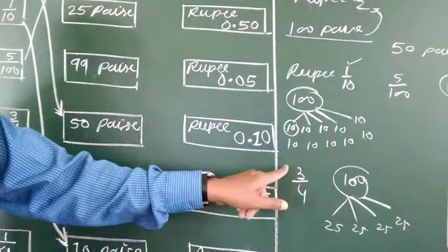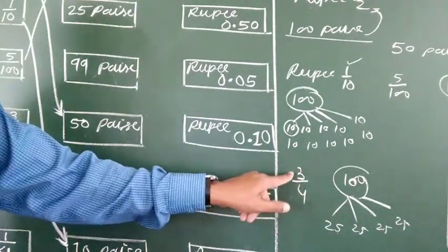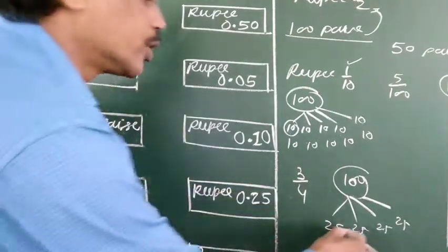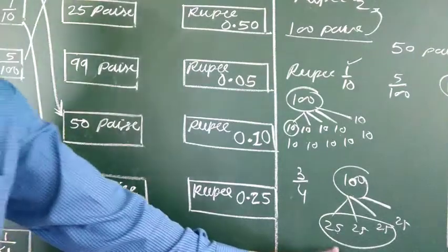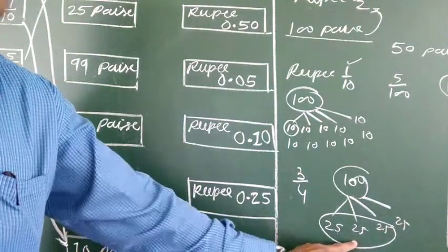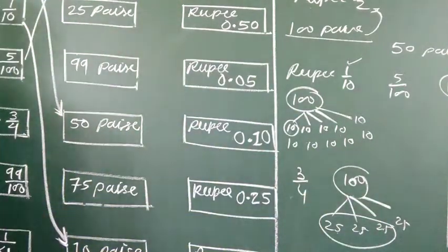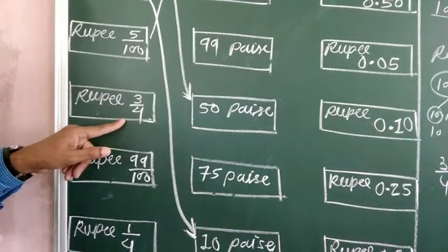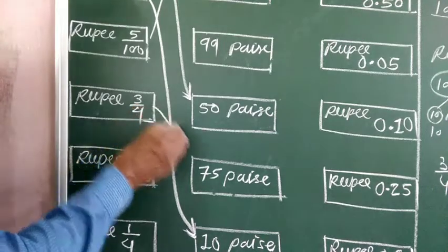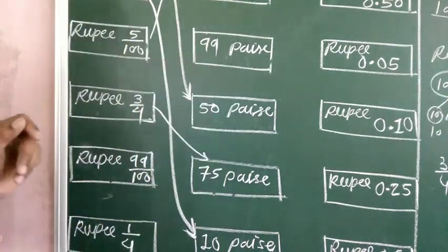Now what do we have to take here? We have to take 3 by 4, with 3 parts out of 4 parts. So see, you can take any 3 parts. These are the 3 parts here. Now what will be the total of these 3 parts? 25, 25, 50 plus 25 is 75. So see, this one, rupees 3 by 4 is equal to 75 paise. So this will be matched with this one. This will be matched with this one.